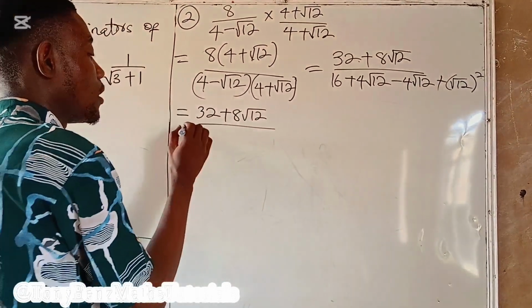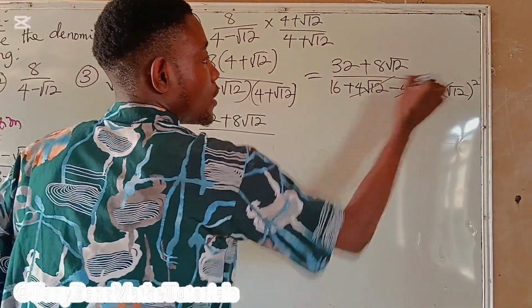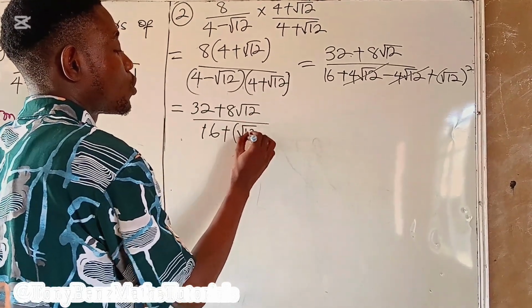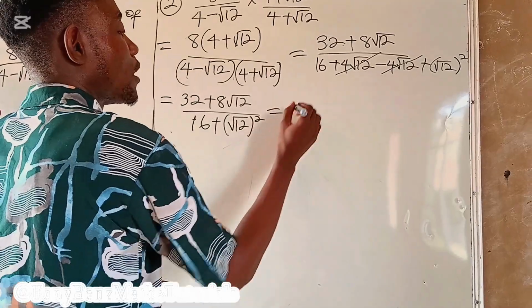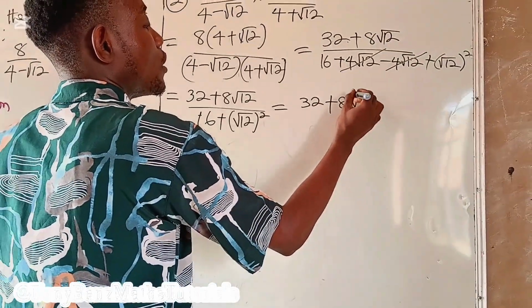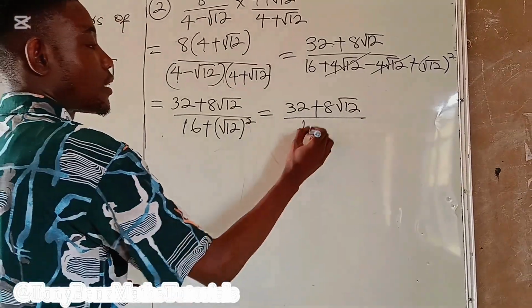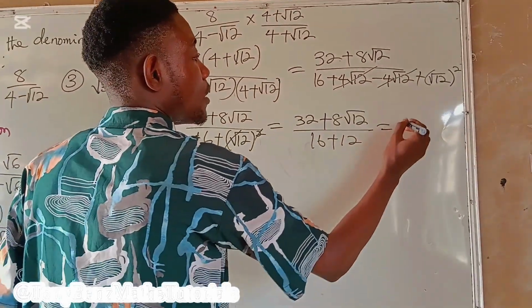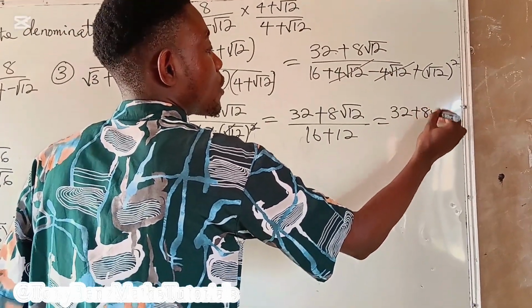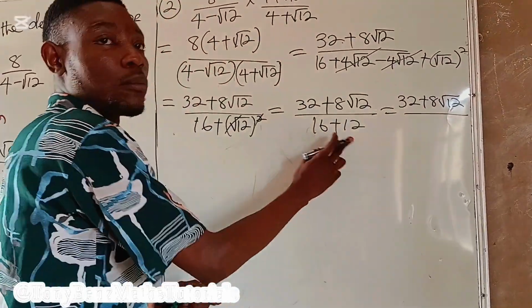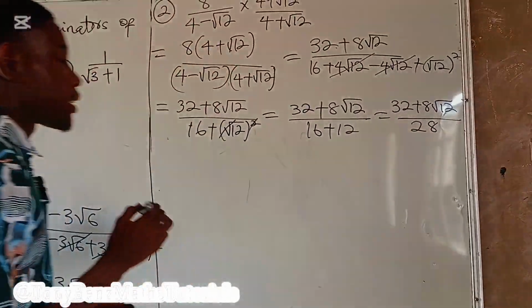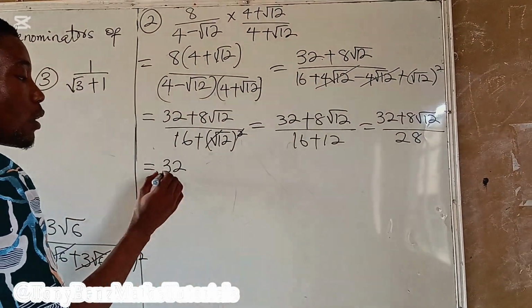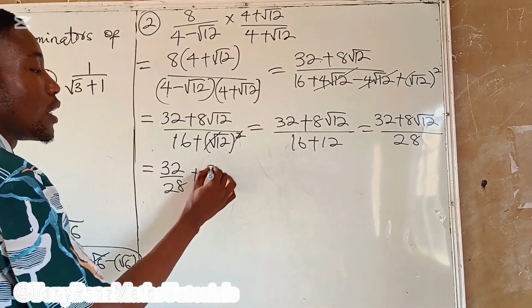12 all over 16. This guy will take care of this guy, all over 16 plus we have root of 12 squared. And the same as saying 32 plus 8 root 12 all over 16 plus root going with square, we have 12. And the same as 32 plus 8 root 12 all over 16 plus 12, which will have 28.